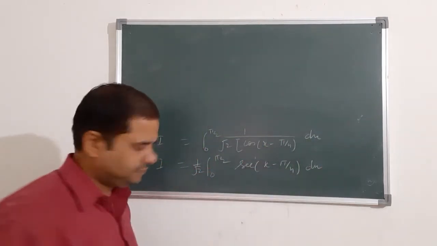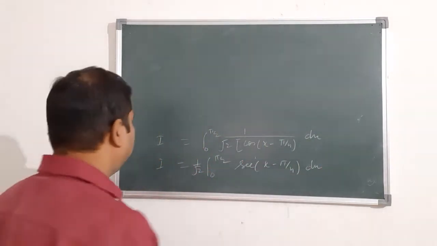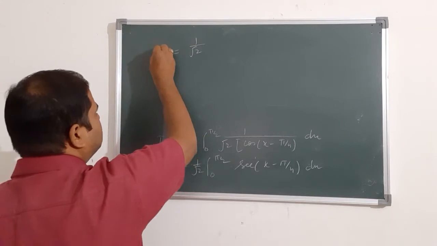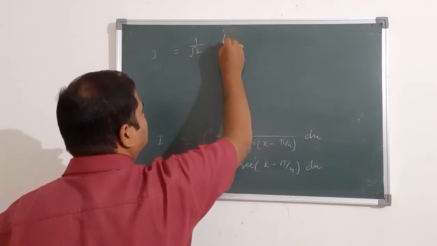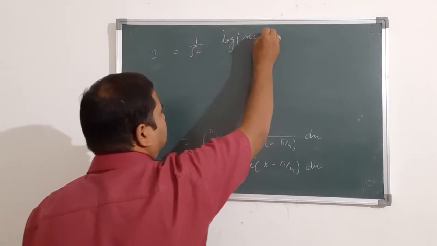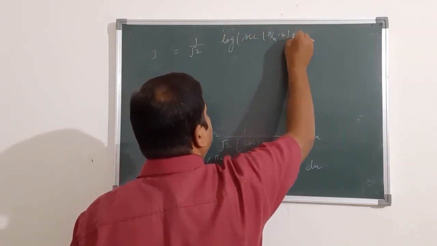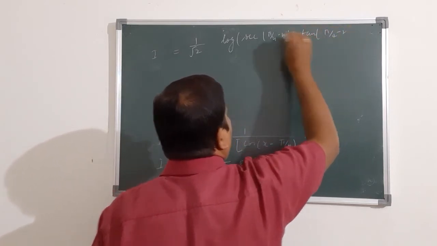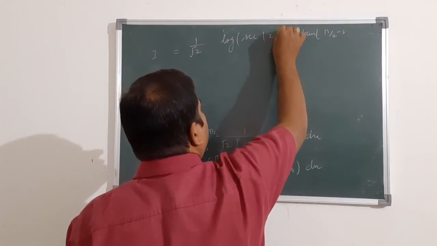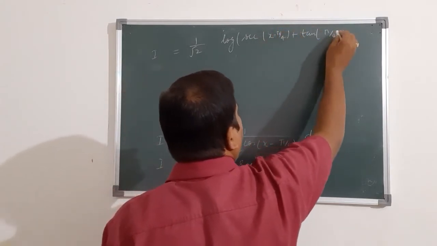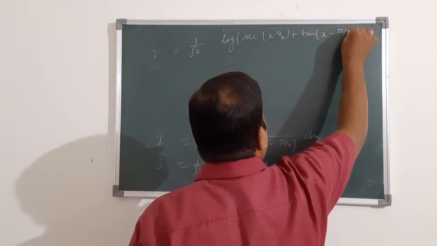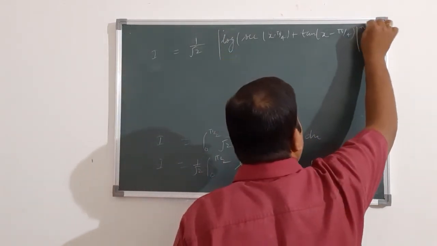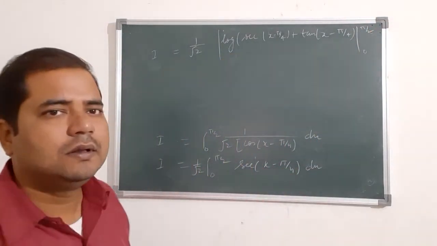So see, next step is I is equal to 1 upon root 2, this is log of sec of x minus pi by 4 plus tan of x minus pi by 4, and the limit is 0 to pi by 2. Okay, now put the limit.